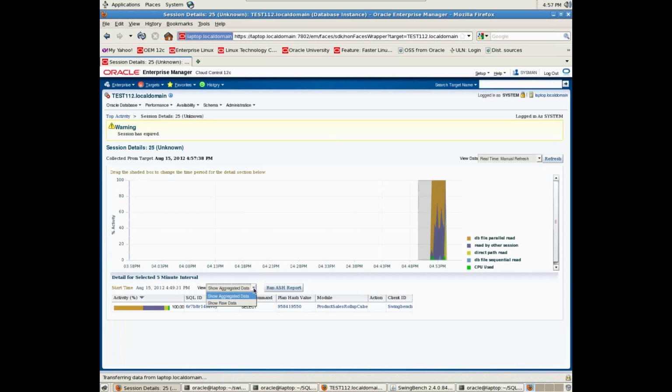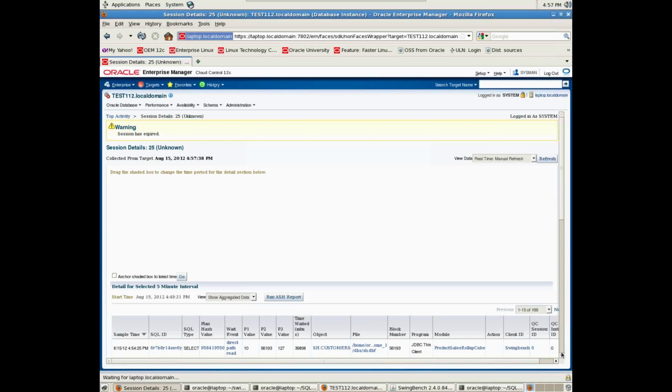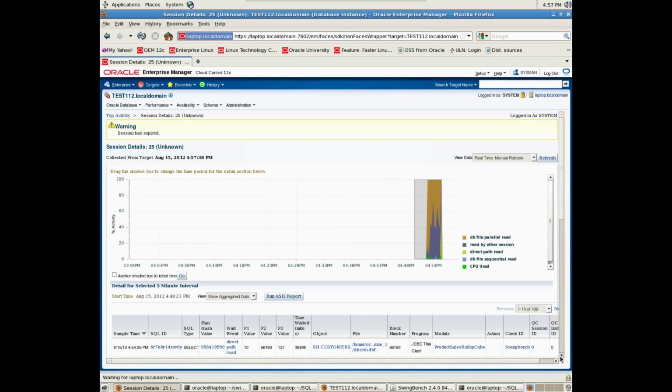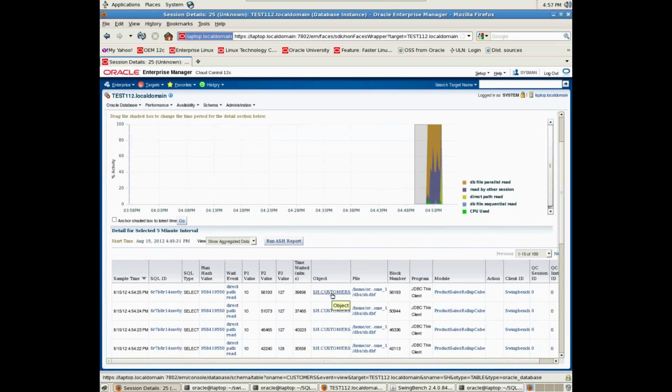And remember, because this is just based on ASH data, I can go and look at the raw data, and I can see the specific wait events this is waiting on. They're aggregated nicely up here, but I can see it's doing direct path reads against SH customers. And I can also see it's coming from a specific module, action, client, all this kind of thing.